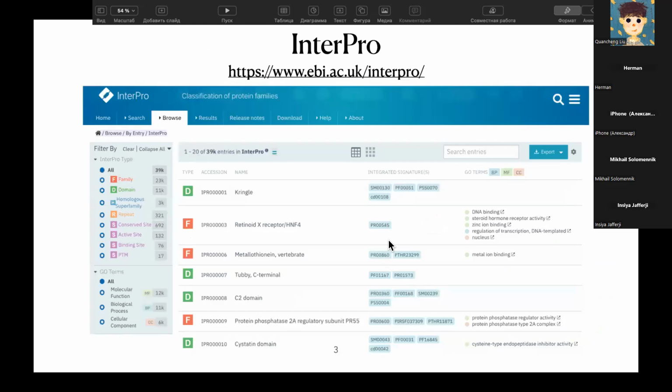And where can we search for the domains we're interested in? The main database for solving this problem is InterPro. You can find the complete documentation using this address. This picture is from the documentation about InterPro, and you can see that there are many terms that you can find in this database, for example, families, repeats, active sites, and others. And also you can find here the GO terms that are used in the CAFA5 competition.